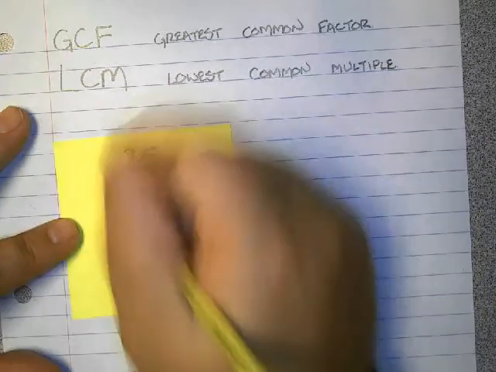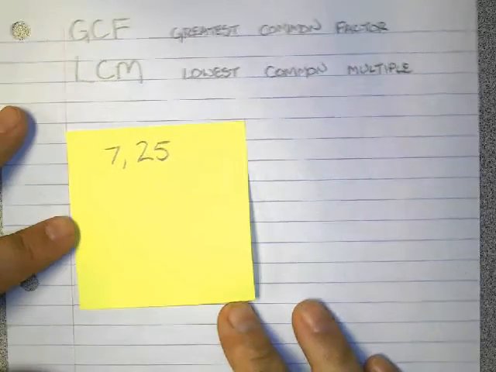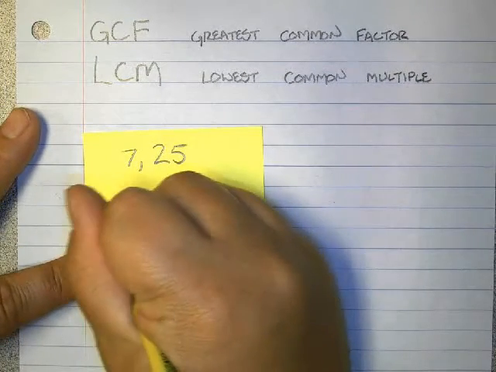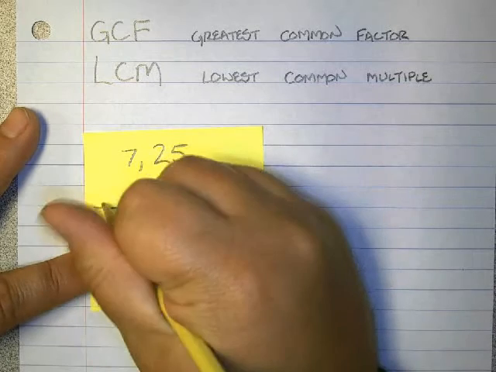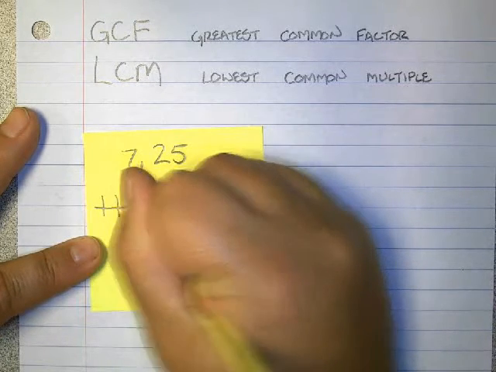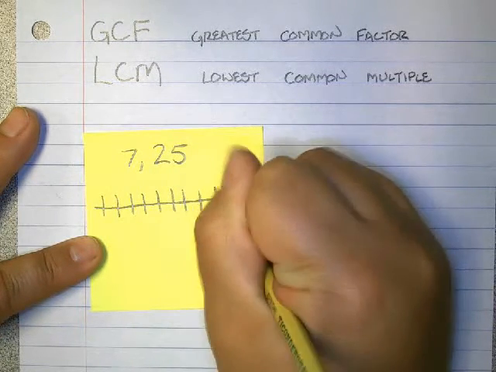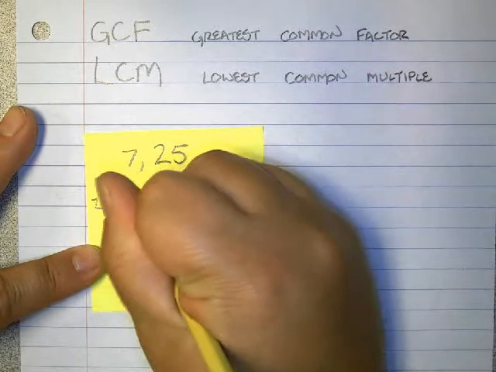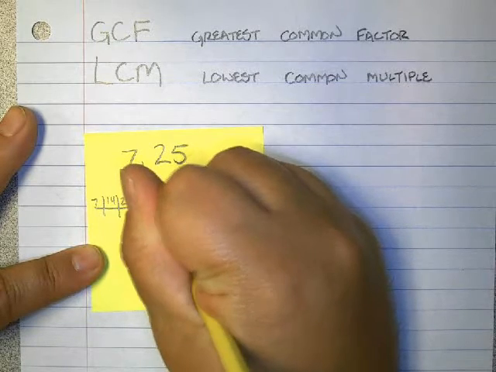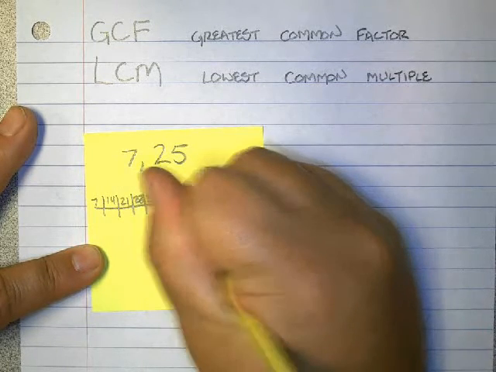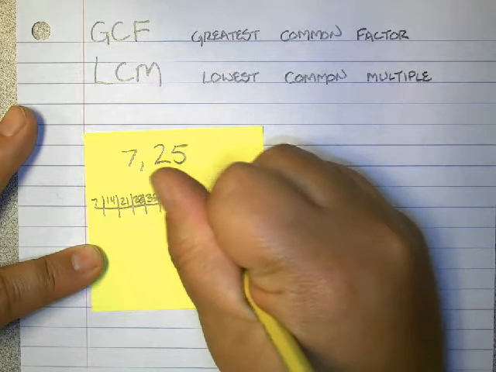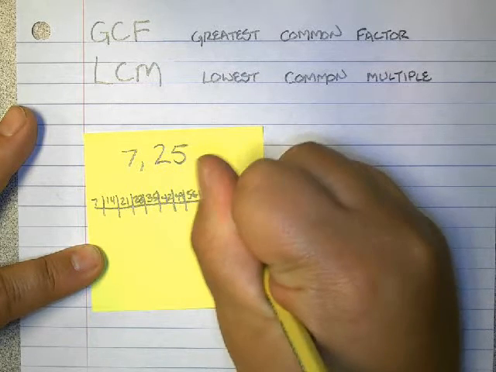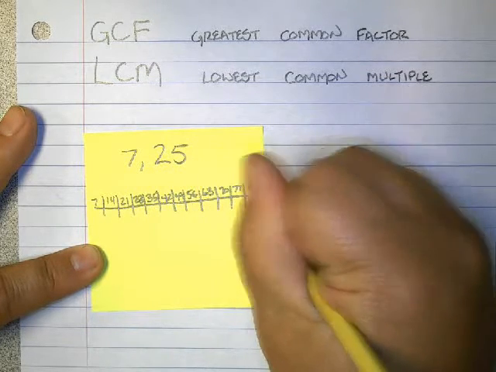The lowest common multiple, let's do this one, for 7 and 25. Well, this one's going to take a while for 7. And this is one of those horror stories where you just have to keep going and going and going, and you just keep going.